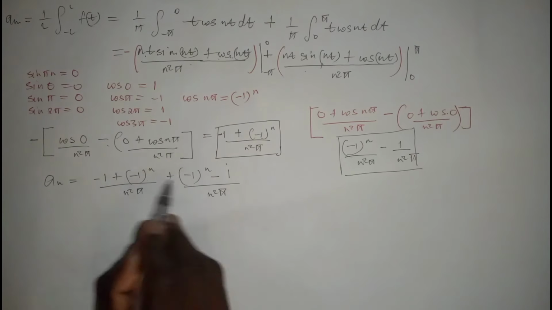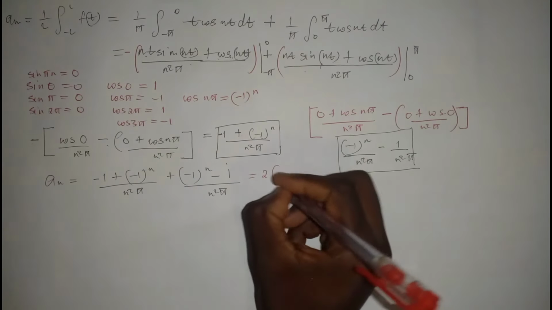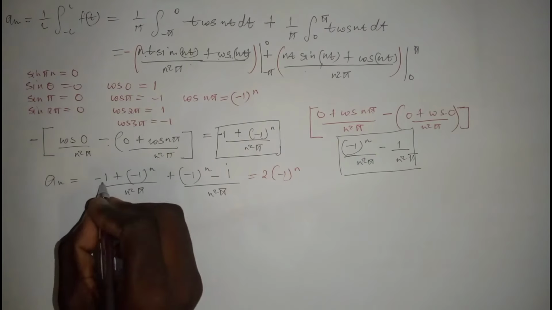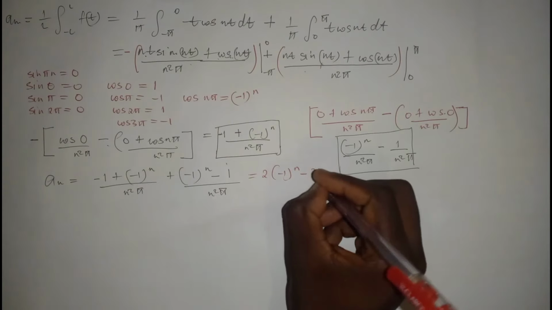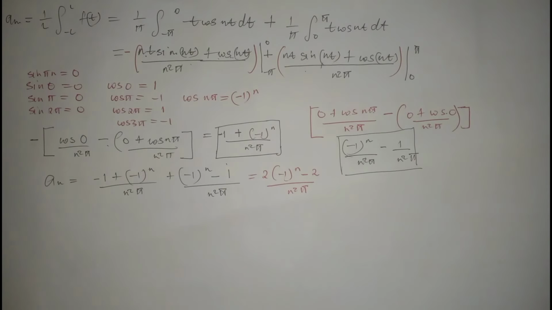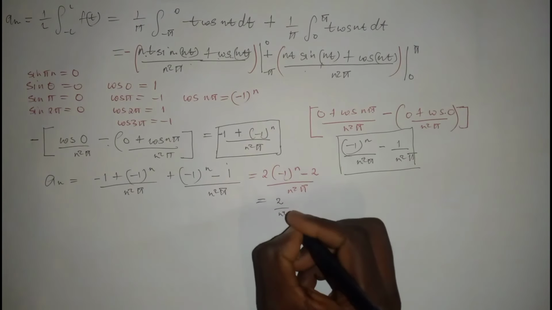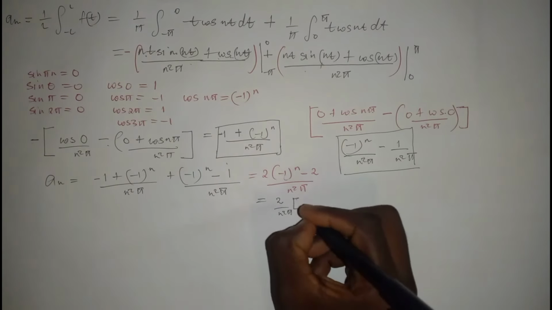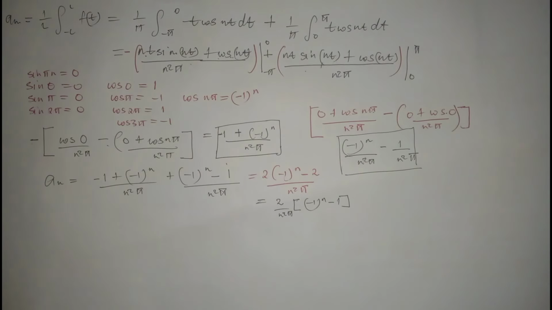Okay, if we add this one and this one, we're going to get 2 of this one. So you can write this one as 2 of negative 1 to the power n minus 1 and minus 1. Why am I adding them together? They have the same denominator. So we're going to have minus 2 divided by n squared pi. Okay, and you can just factorize here. We're going to get 2 over n squared pi, right, of negative 1 to the power n minus 1. Okay, the other thing that you have to check is whether I haven't made any mistake here, because one single mistake is going to ruin the whole thing.